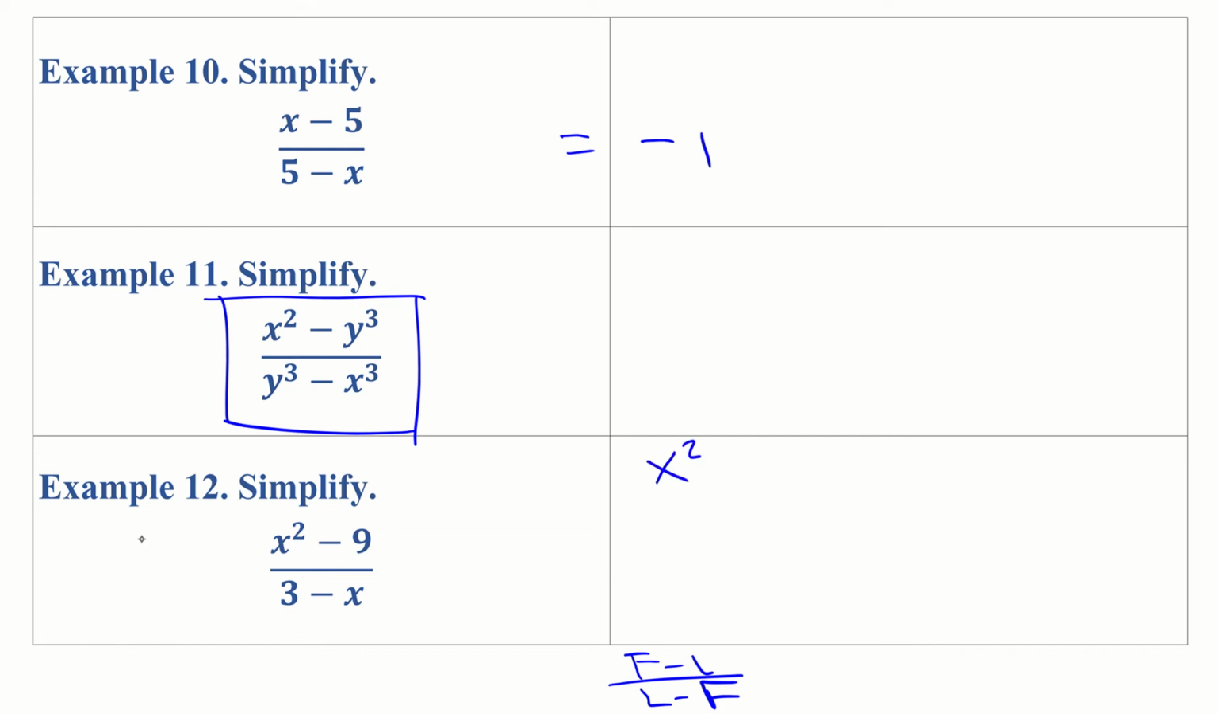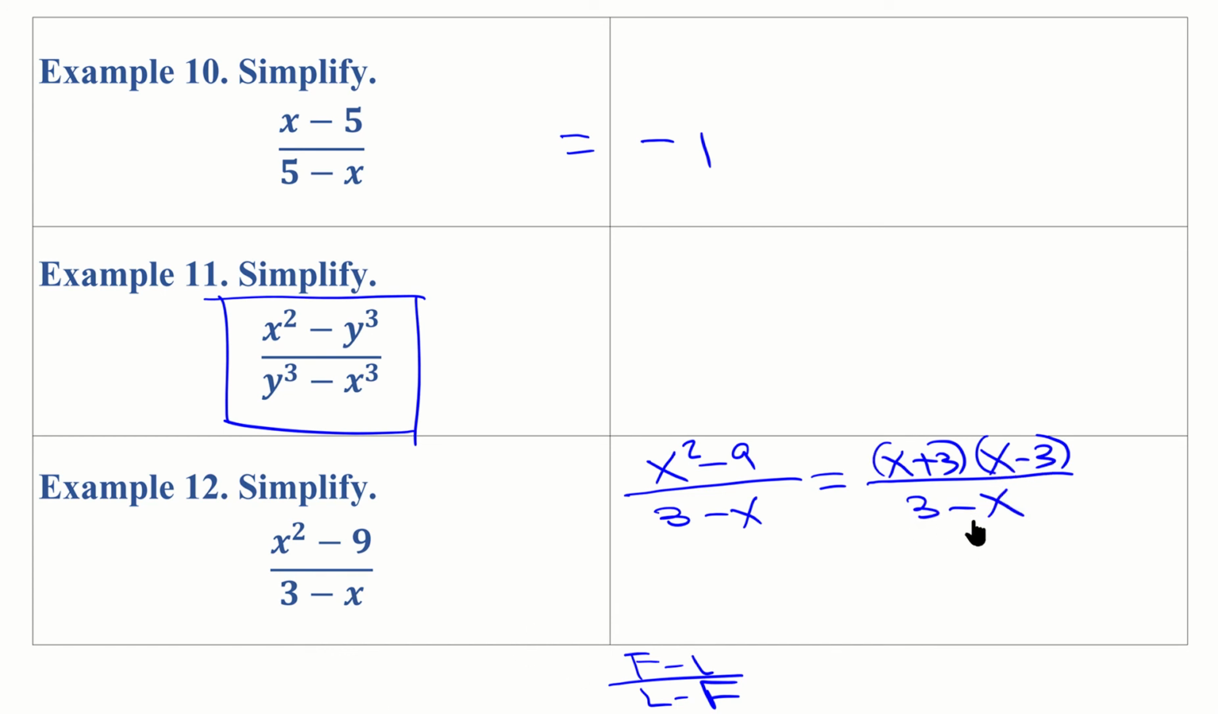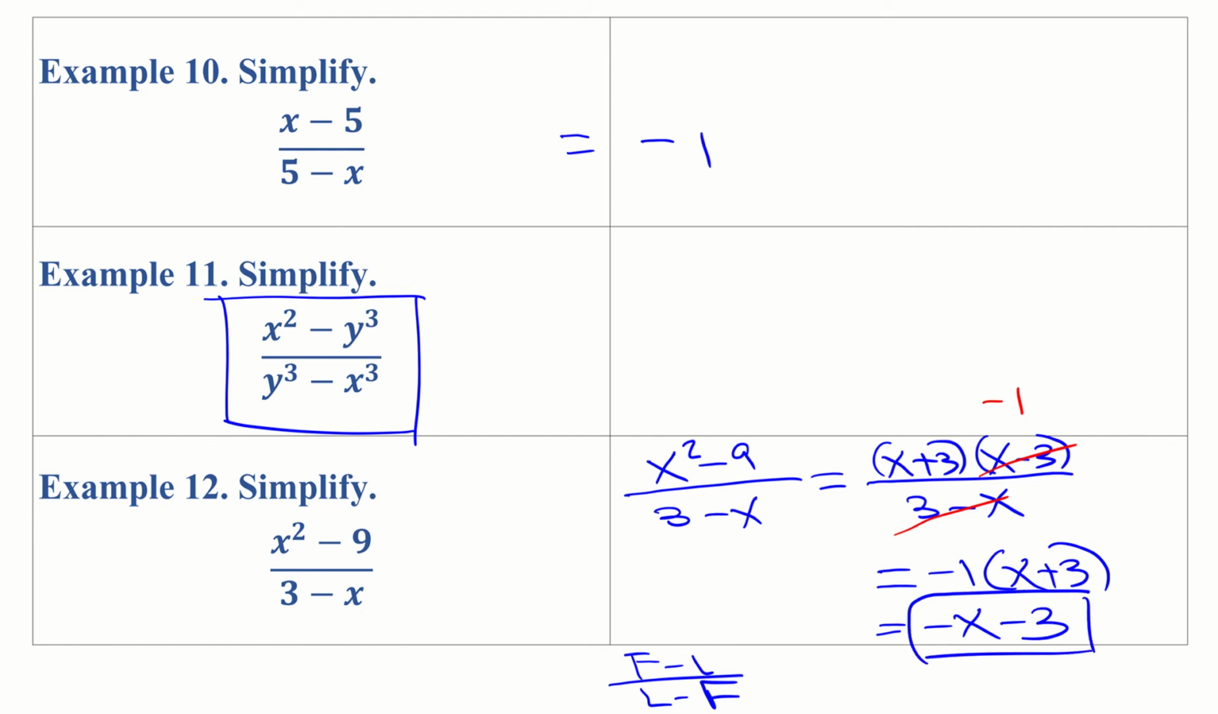How about this one? We have x squared minus 9 over 3 minus x. Well, we need to factor the x squared minus 9 first. So we get x plus 3 times x minus 3 over 3 minus x. Now we notice that we have an f minus L over L minus f scenario. So we'll go ahead and cancel those, but we have to leave a -1, remember? So we get -1 times x plus 3. Usually we prefer to just distribute that in and leave the answer as -x minus 3.